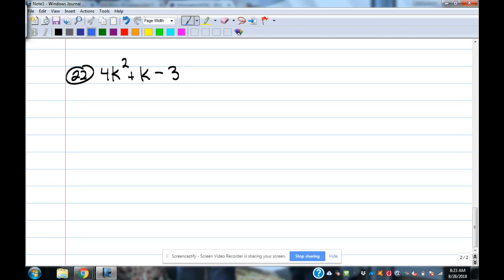So descending order, check. GCF, check. There's not one. X method. What goes up top? 4 times -3, which is -12. Good job. What's in the bottom? +1, because that's what's in front of this k right here. It's +1. What numbers do that? Yeah, 4 and -3, or -3 and 4. Doesn't matter which way you do that.